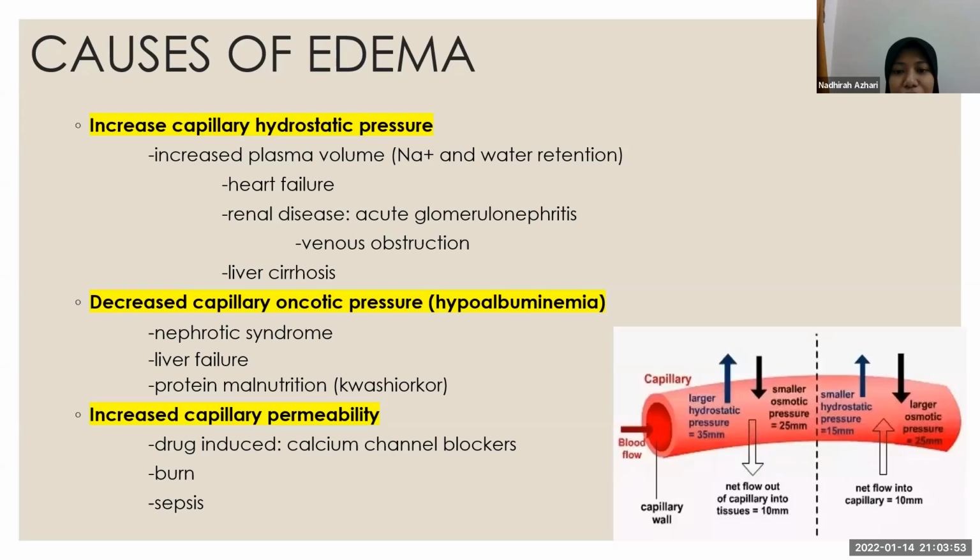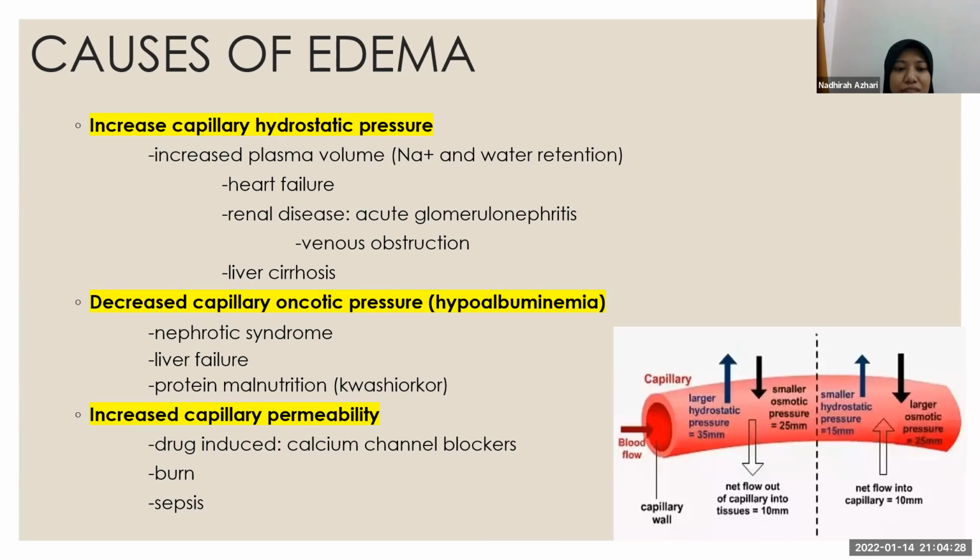Okay, so for the causes of edema, edema can occur due to increase in capillary hydrostatic pressure or decrease in capillary oncotic pressure due to hypoalbuminemia or increase in capillary permeability. So in case of increased capillary hydrostatic pressure, it can occur due to increase in plasma volume, such as sodium and water retention in case of heart failure and renal disease. And it can also occur due to venous obstruction, for example, in case of liver cirrhosis.